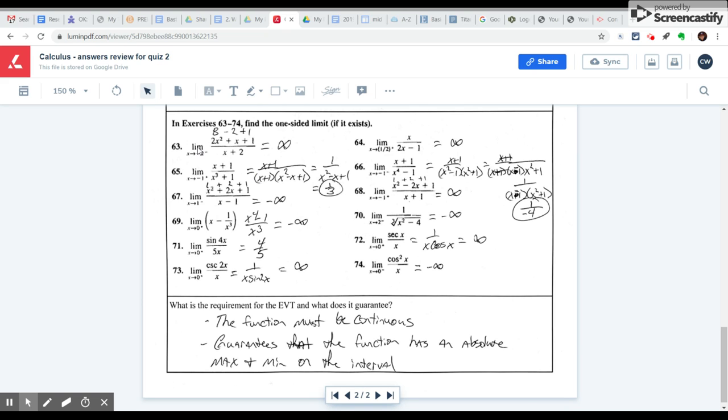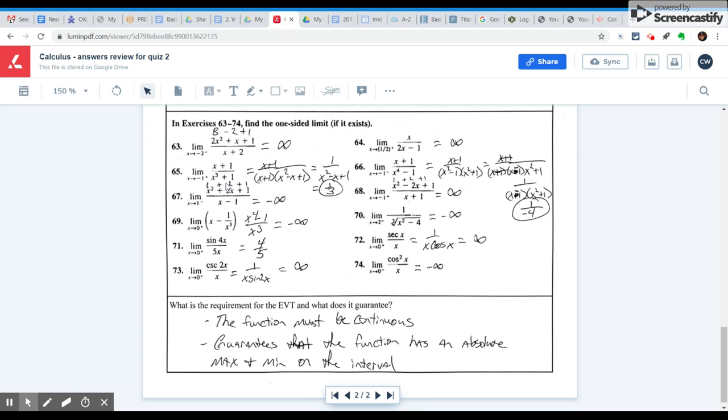So as I was saying on 63, this should be negative infinity instead of positive infinity because you get a positive on the top, you get a negative on the bottom, which produces a negative. So that should be negative infinity. On the next one, -1, if I plug -1 into the top and bottom, it turns both of them 0.